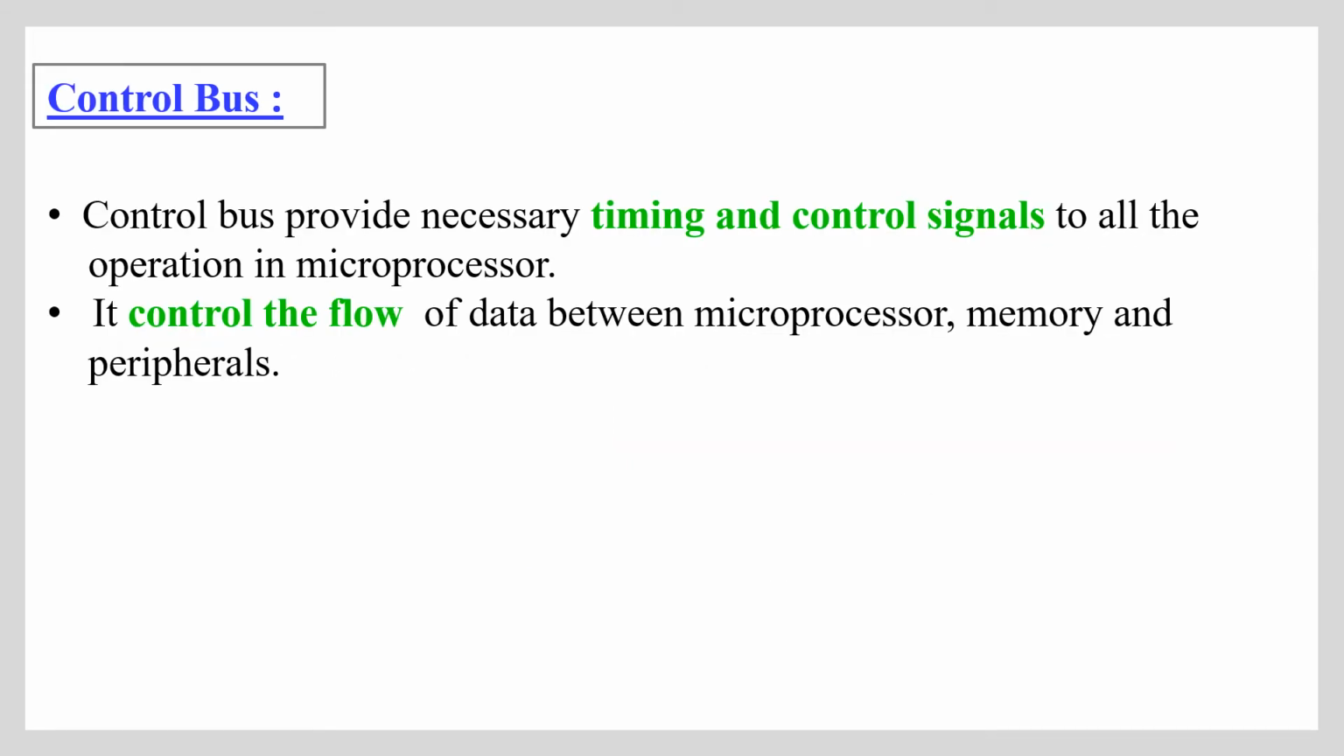Now the control bus. The control bus controls the flow. The control bus provides the necessary timing and control signals for all the operations in the microprocessor. It controls the flow of data between the microprocessor, memory and peripheral devices. The control signals in the bus are input, output, memory, read and write. So this is nothing but the control bus. So we have seen three types of buses: address bus, data bus and control bus.